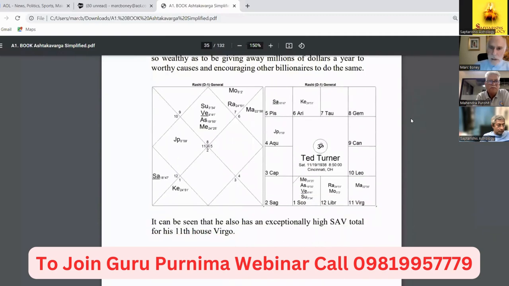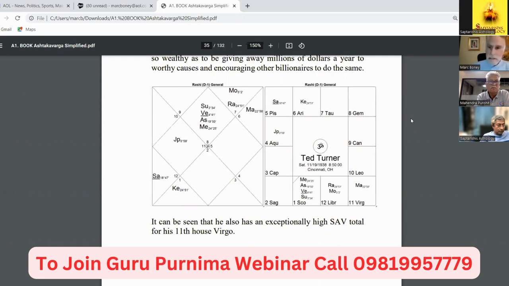And Ted Turner is another American billionaire, a media mogul, and you can see what good things are happening between his 11th house. He has an exchange between Mercury, the 11th Lord, which goes to the 1st house, and Mars, the 1st Lord, which goes to the 11th house. This is a 1-11 exchange, right? This is a Dhan Yoga, a wealth-giving combination. And in his Mercury Mahadasha, of course, Mercury here is getting directional strength as well.